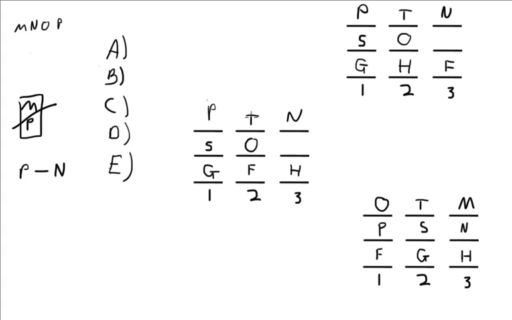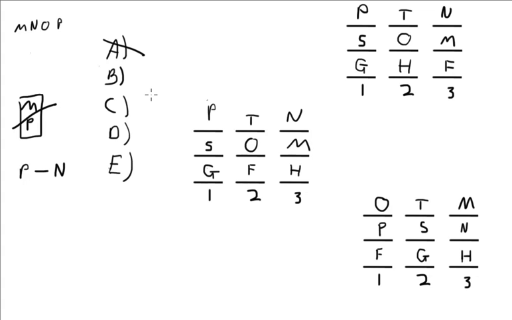So we have to put P into position 1 to leave room for N to go after it. And in both cases, that just leaves M remaining in position 3. So our question asks us what could be true. Answer A says M is in group G. Well, no. In neither one of these scenarios can M be in group G.